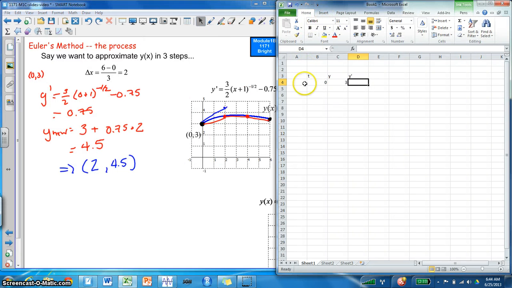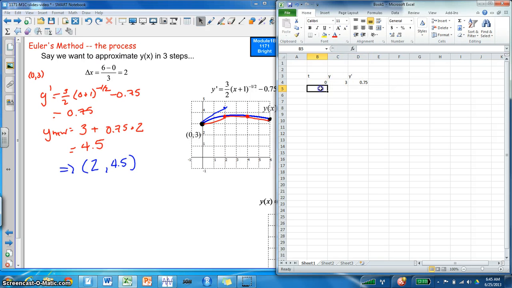Alright, so in Excel, I have my initial point put in. My y prime, I'm just going to enter this rate of change equation. So entering that in, I have equals, I'm going to use 1.5 for 3/2, and then star, parentheses, and then my x value, and I have a t here, same thing, t or x plus 1, and then I raise that to the -1/2 power. And let's see, parentheses are good, subtract off 0.75, and I get the same thing.